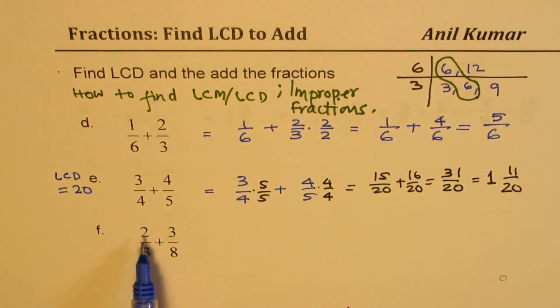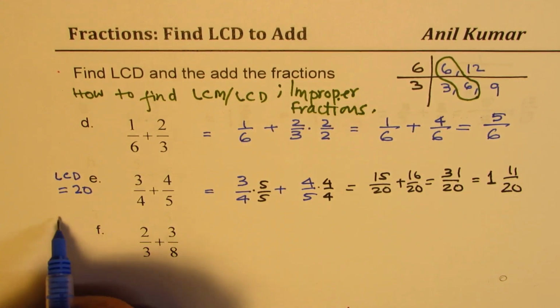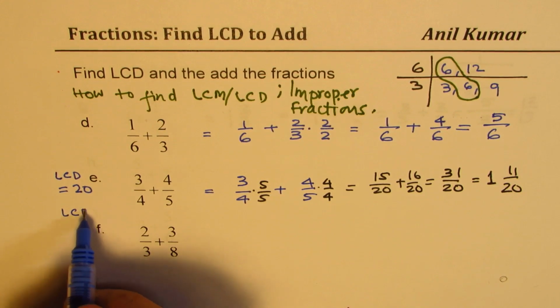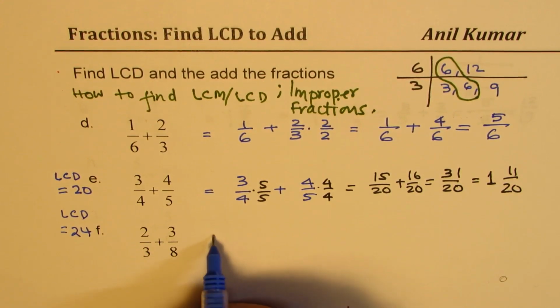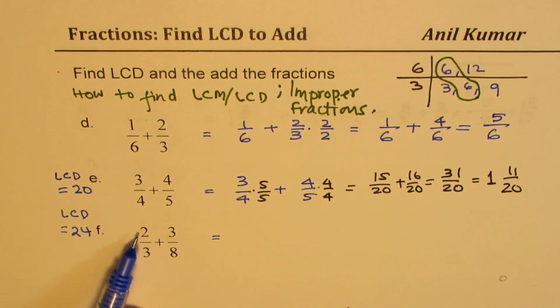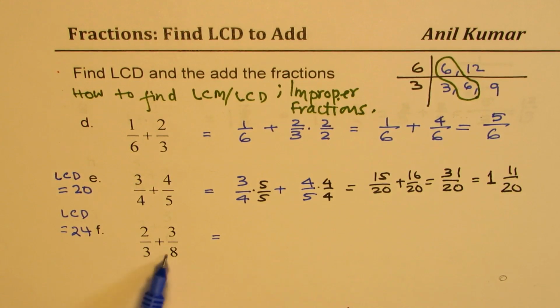Next one here is 2 over 3 plus 3 over 8. Again, the common denominator, let me write down here, LCD should be equal to 3 times 8 as 24. So to make it 24, I'm going to multiply the first term by 8, the second term by 3. Do you see how we do it?